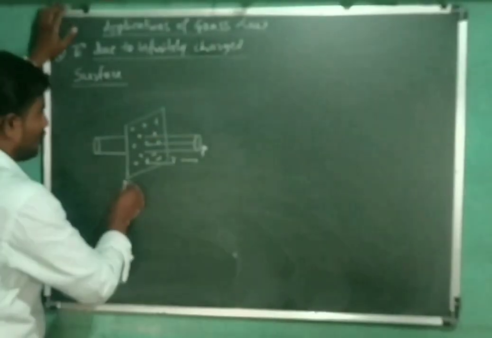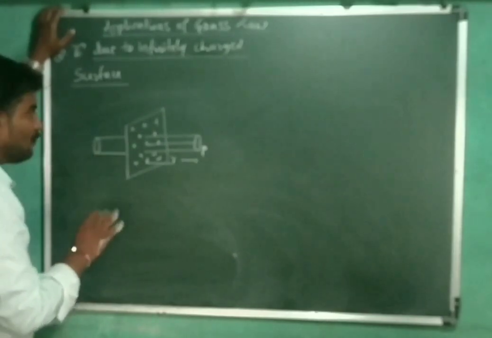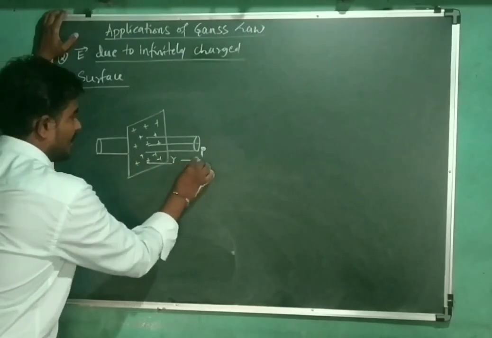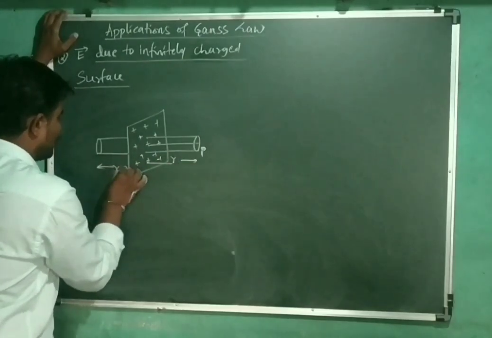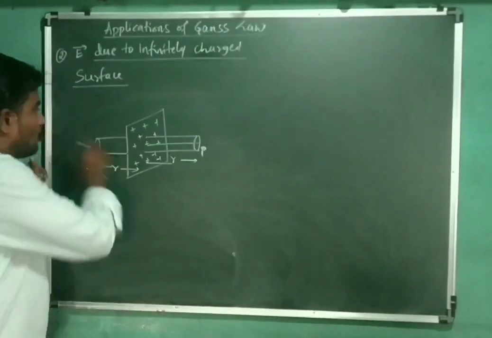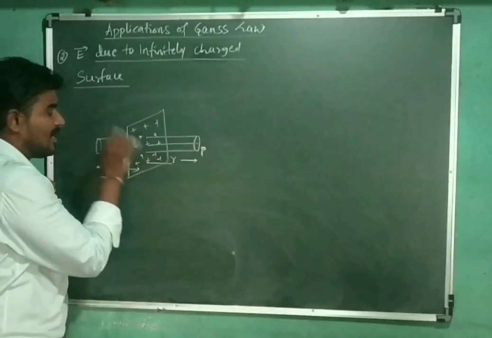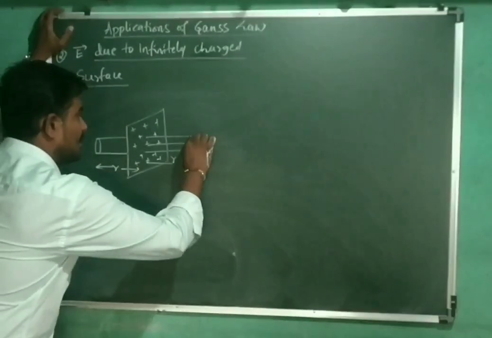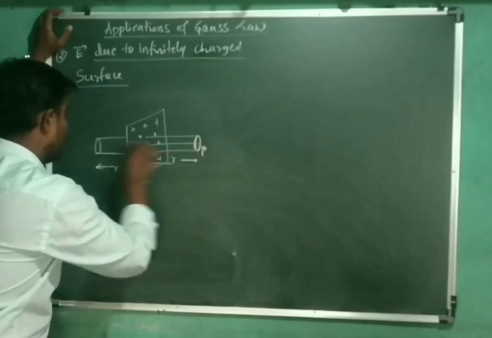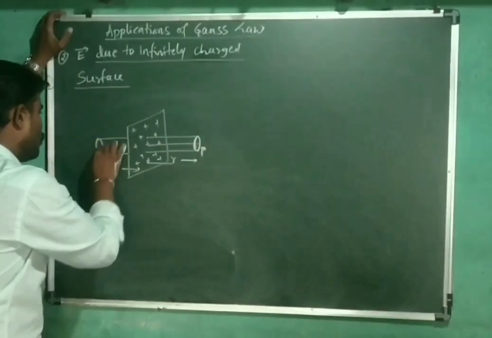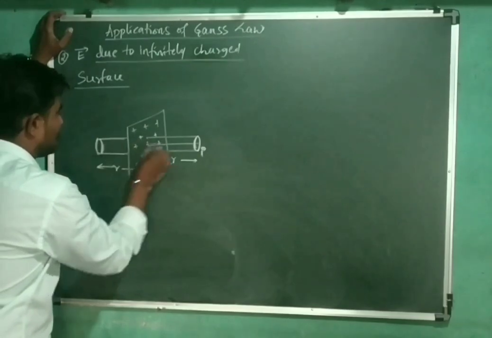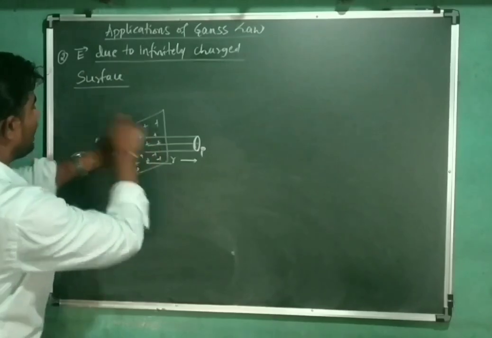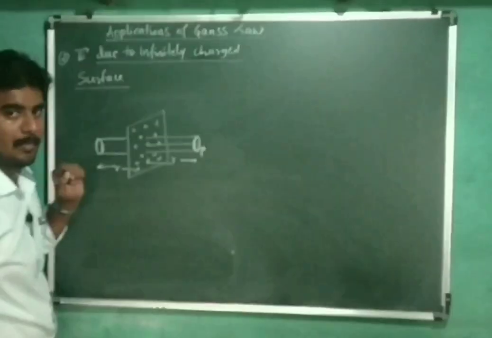We have to consider the cylinder in such a way that it has the same distance on this side also. This distance is also how much? R distance. And the total length of the cylinder is how much? R plus R, it is 2R. As you can observe once again, two planes are there, this is one plane, this is one plane, and one curved surface is there. If this is the cylinder, then this is the curved surface, and these are plane surfaces.